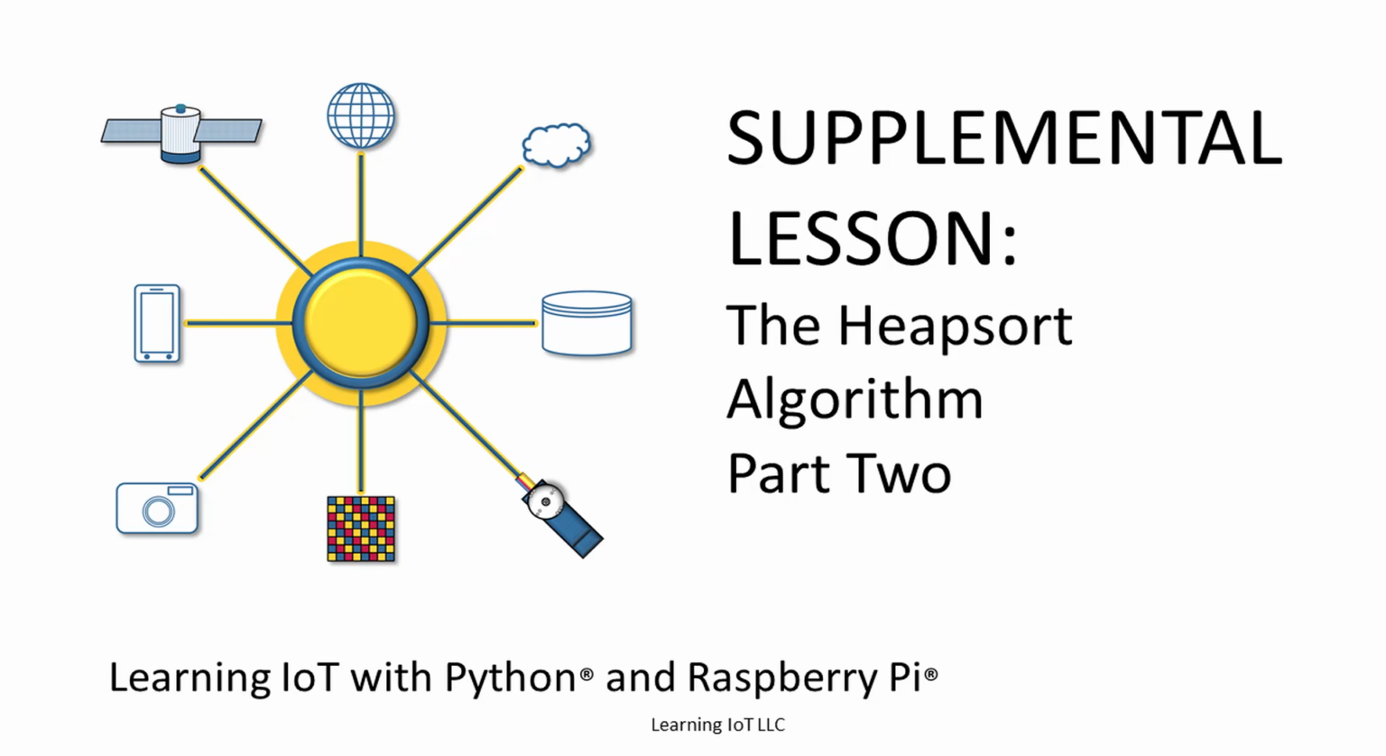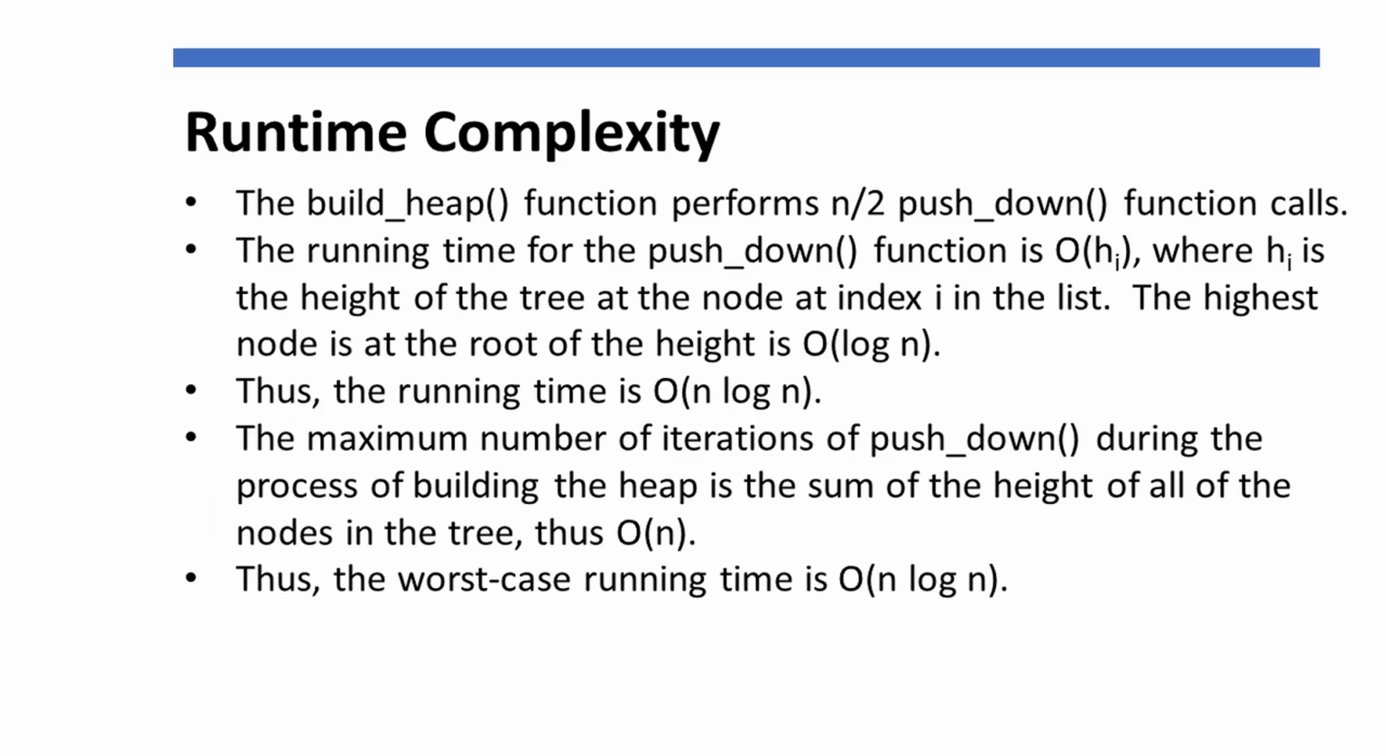In this video, you'll learn about the runtime complexity of the Heapsort algorithm. The build heap function performs n divided by 2 push-down function calls, where n is the number of items in the list. The running time for the push-down function is on the order of hi, where hi is the height of the tree at the node at index I in the list. The highest node is at the root of the tree and is on the order of log n. Thus, the running time for the algorithm is on the order of n log n.